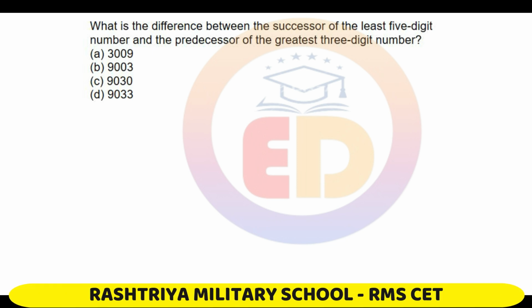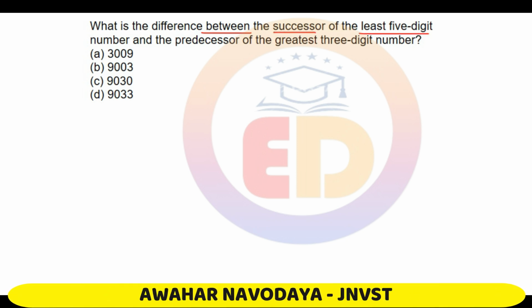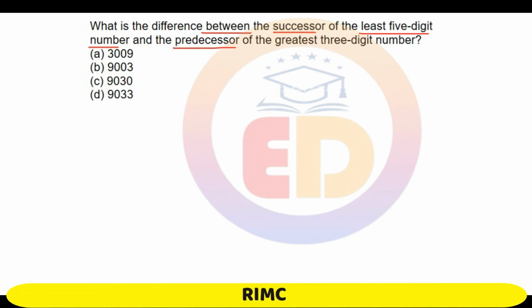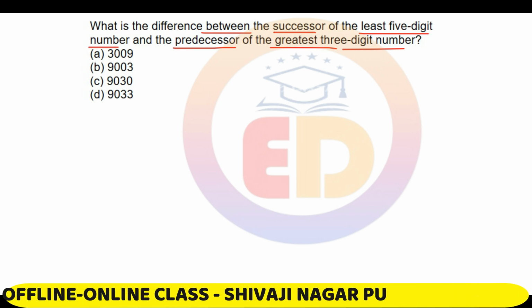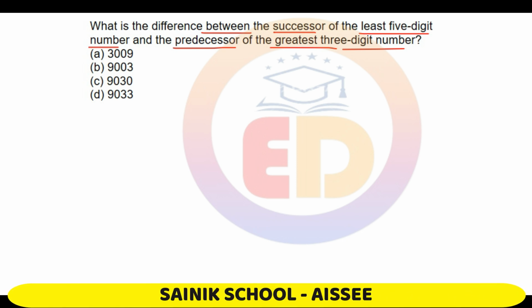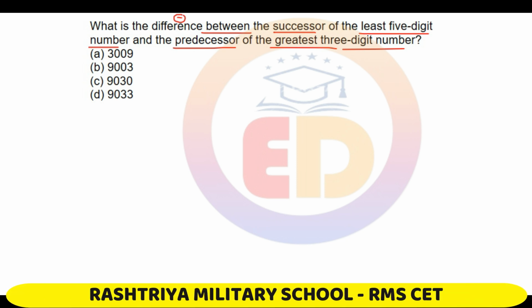What is the difference between the successor of the least 5-digit number and the predecessor of greatest 3-digit number? Question is very simple, but it just needs some working out. We have to find the difference, means we have to subtract. Subtract the successor of least 5-digit number.